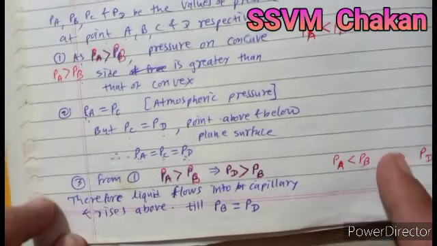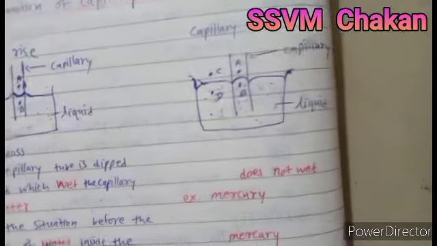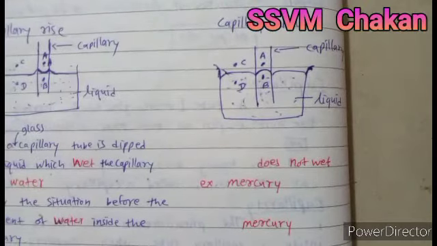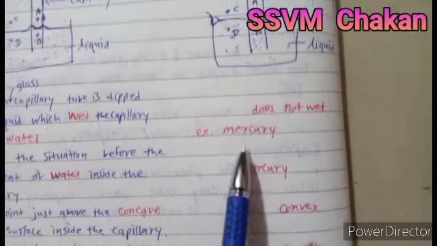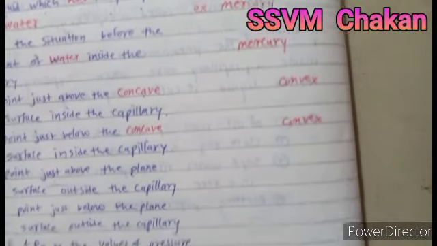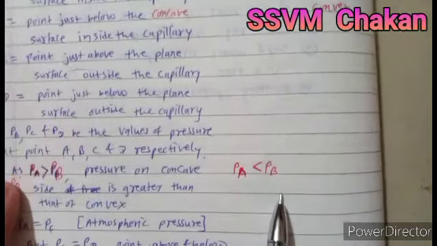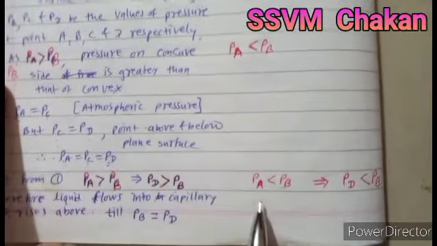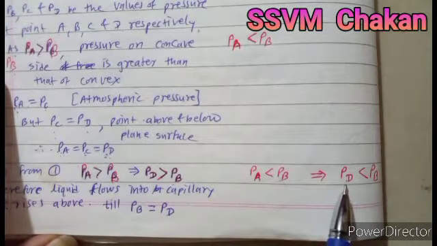Using the same concept, you write the second portion, that is capillary fall, by changing the words: does not wet, mercury, convex, concave, convex, PA less than PB, which implies PD is less than PB.